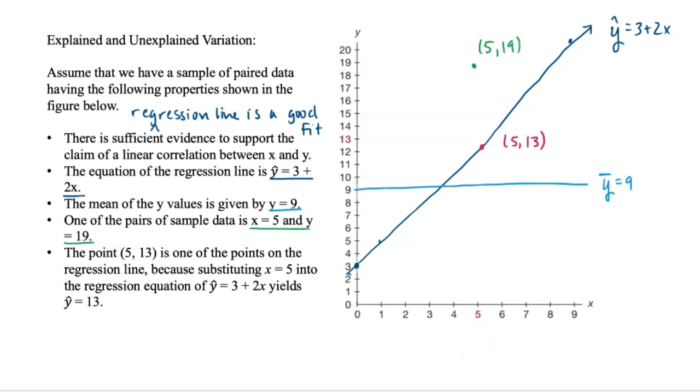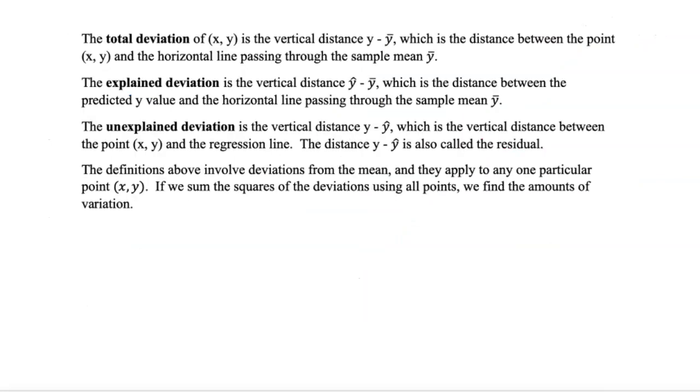Let's see what we're going to do with this. With this situation, we're going to describe different types of explained and unexplained variation. If this was any real situation, we would always have a regression line, we would always have a mean of all of the y values, and we would have all of these individual points. So we're just talking about this individual point, (5, 19).